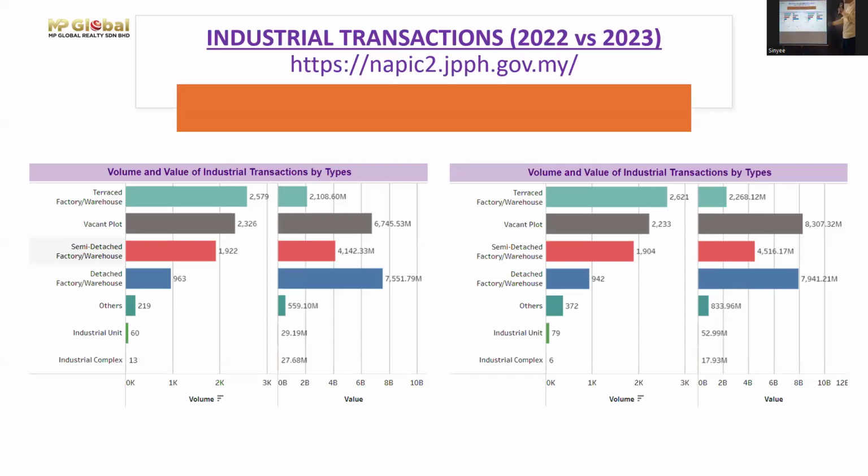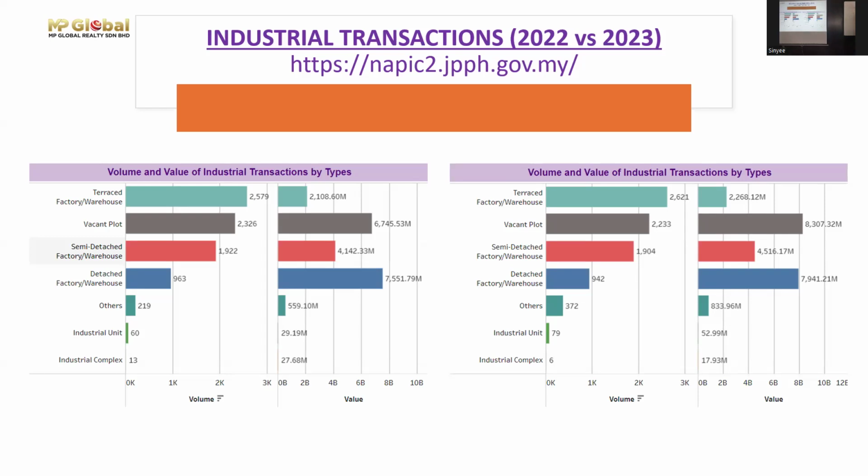Okay, let me show you two things. This one is 2022 and 2023. You can see this color is terrace factory. This is vacant plot. Vacant plot is actually land, semi-detached, detached factories, and others. Why do I show you this? Because this is the overall Malaysia consumer buying pattern. The top one is still terrace factory, because it is a few 100,000 to 1 million plus only. Second is vacant plot. Very interesting. Vacant plot, industrial land.